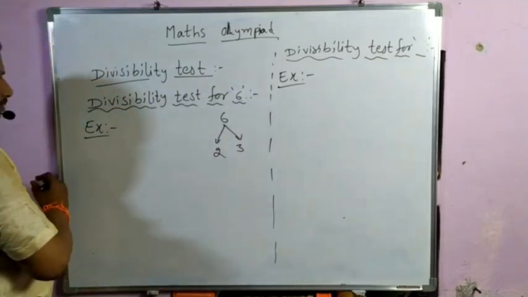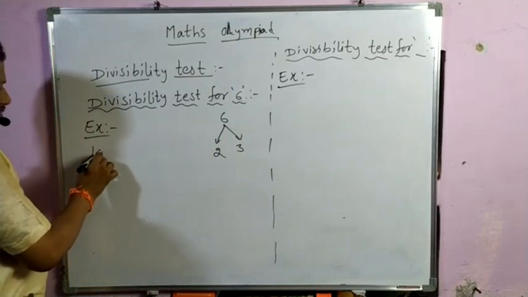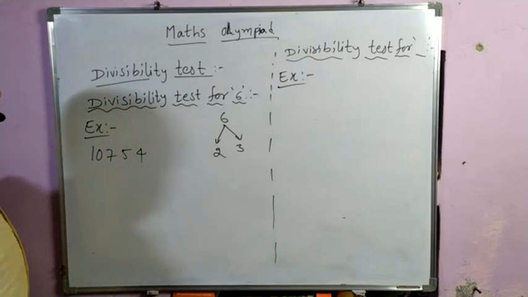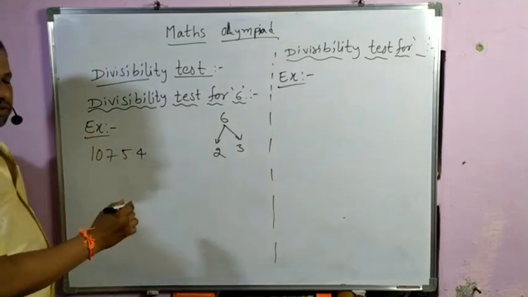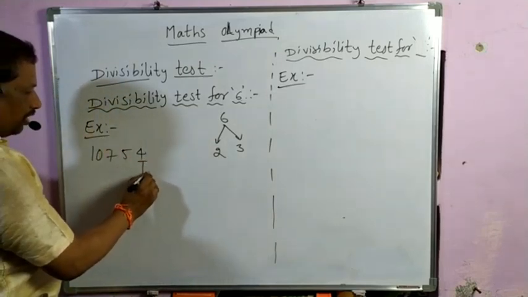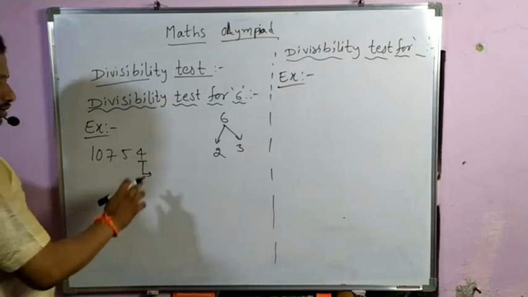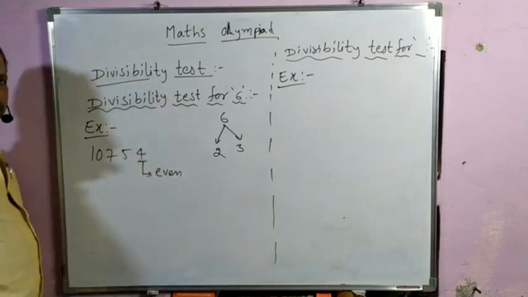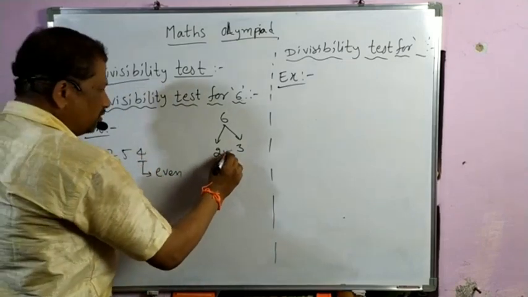So consider one example: 10754. The divisibility test for 2: it is an even number and also a multiple of 2. So 4 is an even number, it is divisible by 2. So this number is divisible by 2.